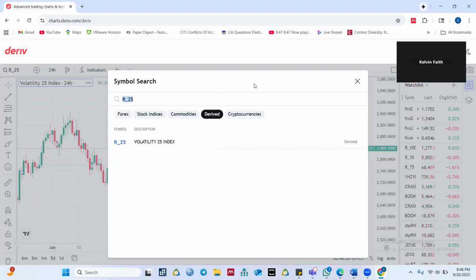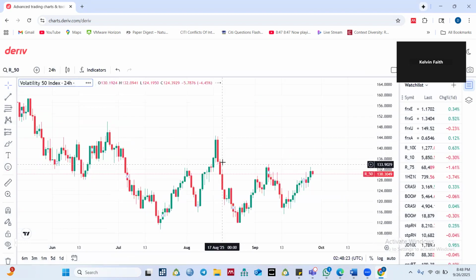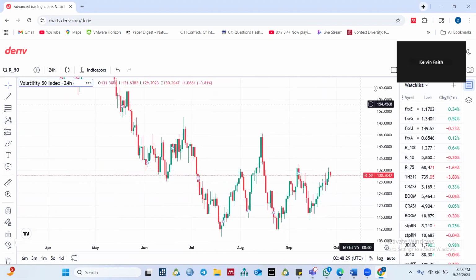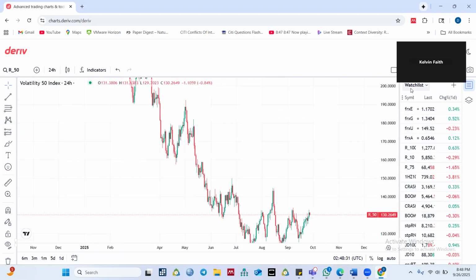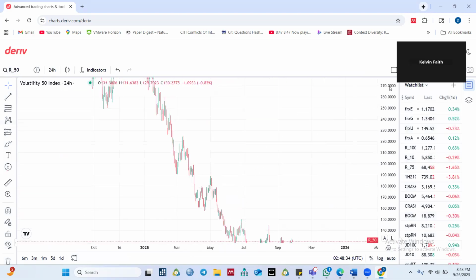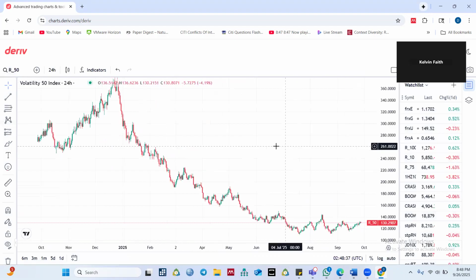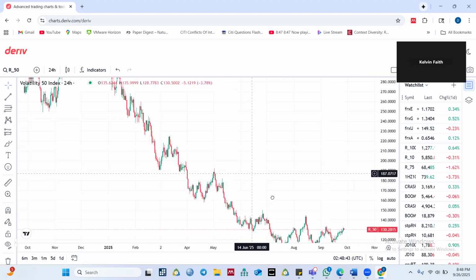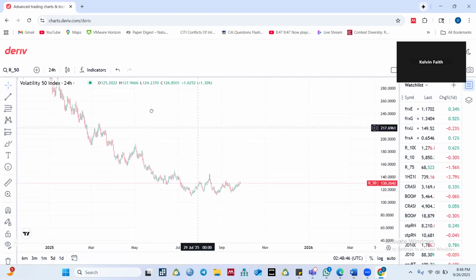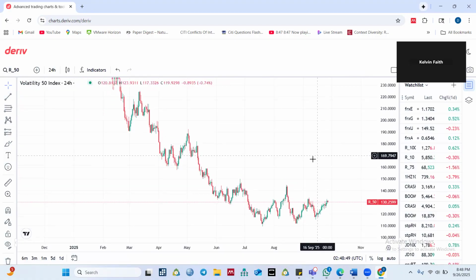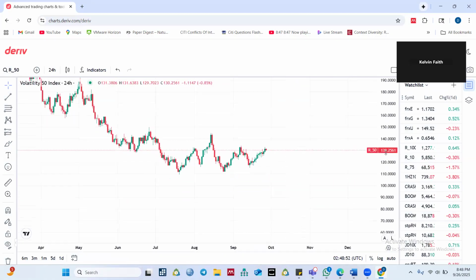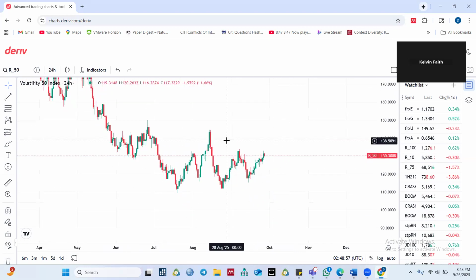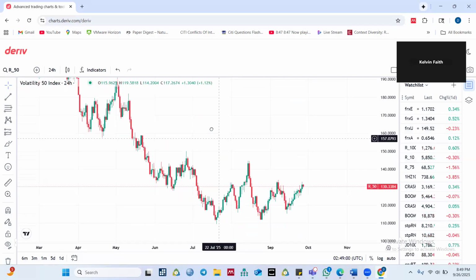So let me first start with the Volatility 50 Index. This is the pair, and this is the daily time frame. I like to look at the chart from the bigger standpoint, like the weekly and the monthly, and see what is happening. So this pair is still bearish in the long term, and there are some opportunities for a bullish reversal that is trying to map up around here, but it's still bearish.